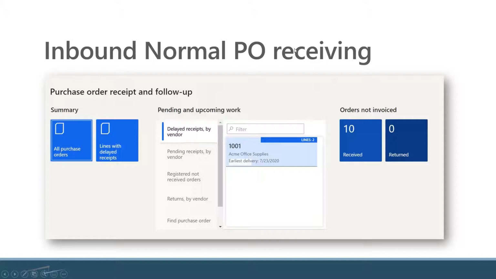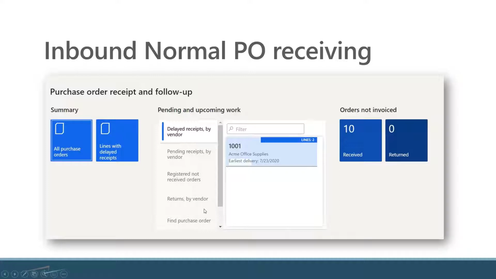I have a workspace or a dashboard talking about the purchase orders that are coming in. Things that are useful out of this are pending receipts by vendor, so things that are coming in, delayed receipts. Sometimes material handling are tasked with following up on purchase orders that are late. It's not always a buyer function. And then also the management of returns of stuff going out to a vendor.